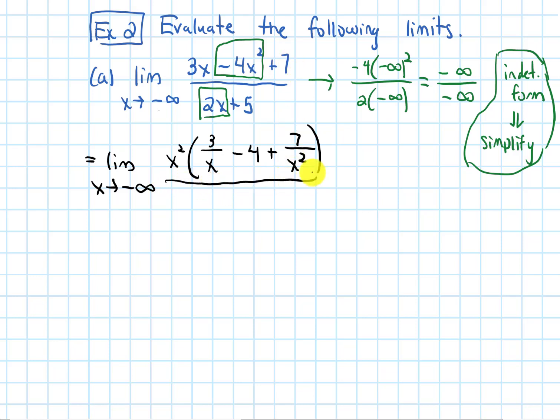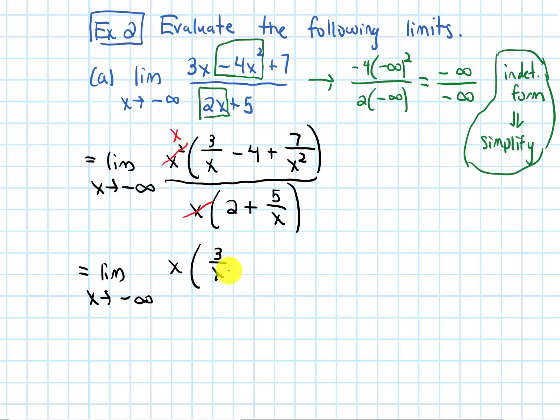Okay, and on the bottom, I'm going to take out x. That's the biggest power. The first term will be left with a 2. And then from the next term, I'll have to divide it by an x to be left with 5 over x. All right, so from here, we get the limit as x approaches negative infinity. Now I can do a little bit of cancellation. This x on the bottom will cancel with the x squared to leave me with an x. So we'll have x times 3 over x minus 4 plus 7 over x squared, all over 2 plus 5 over x. So we've simplified a little bit.